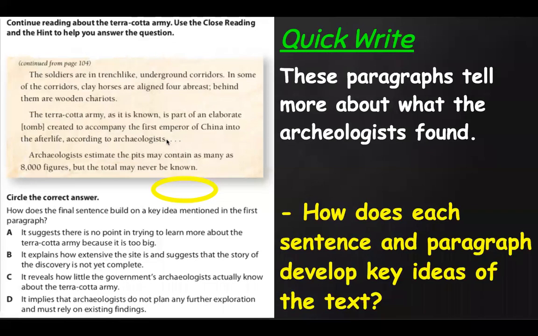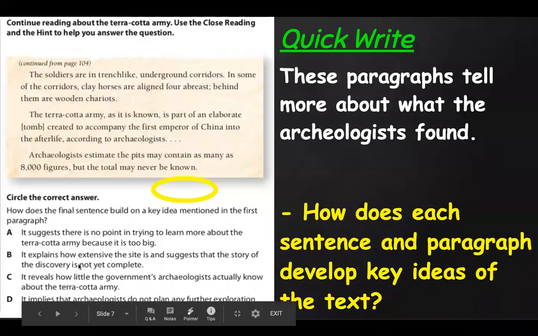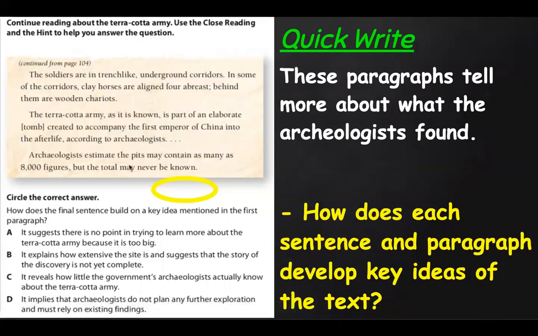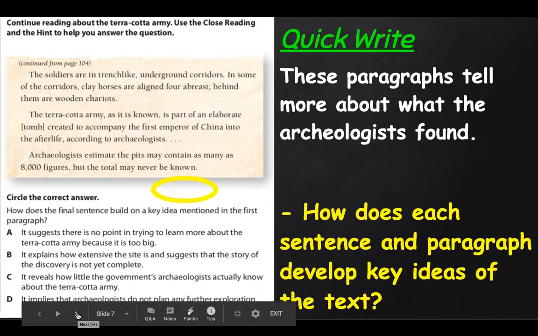All right, does anyone agree? Well, I think that I would have to agree with Esther because it says it explains how extensive the site is, meaning that they came to the conclusion that there was a big pit. There could be a lot of them because of the context, it wasn't just a couple of soldiers, it was a lot of them. So it must have been more that has not yet been discovered. Does that make sense?